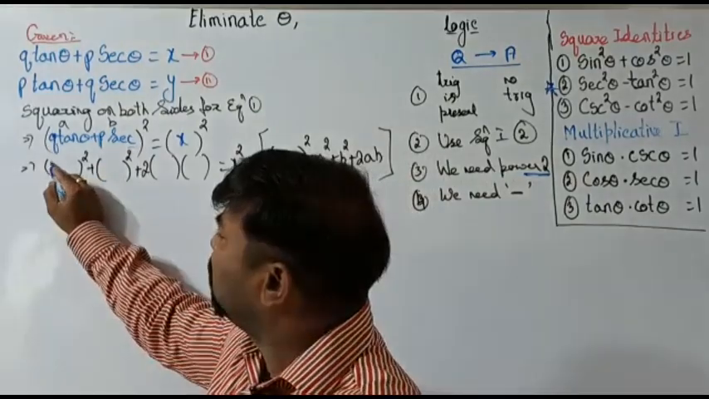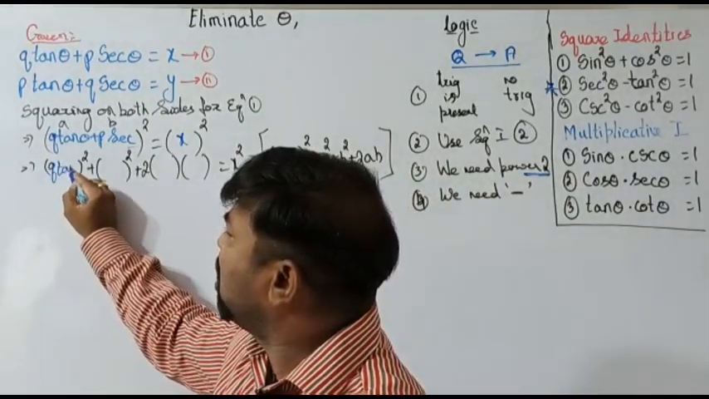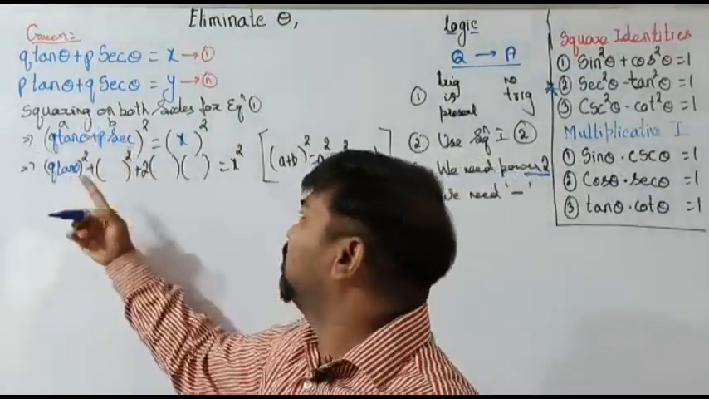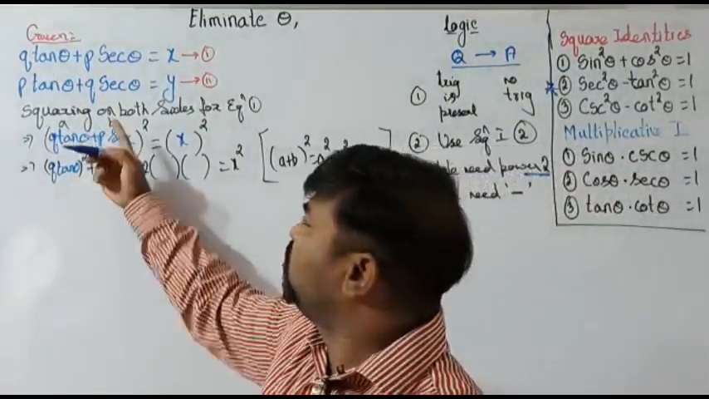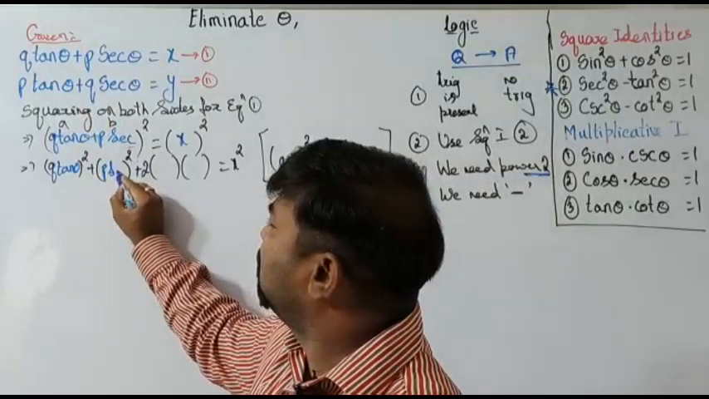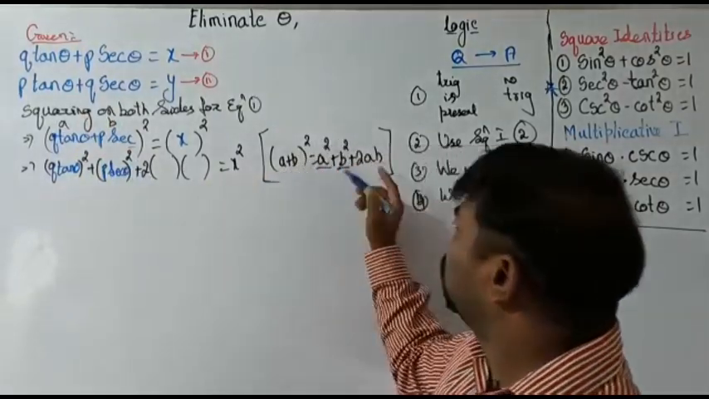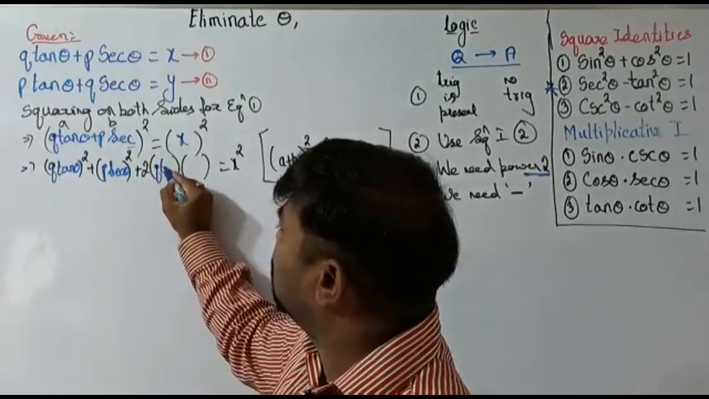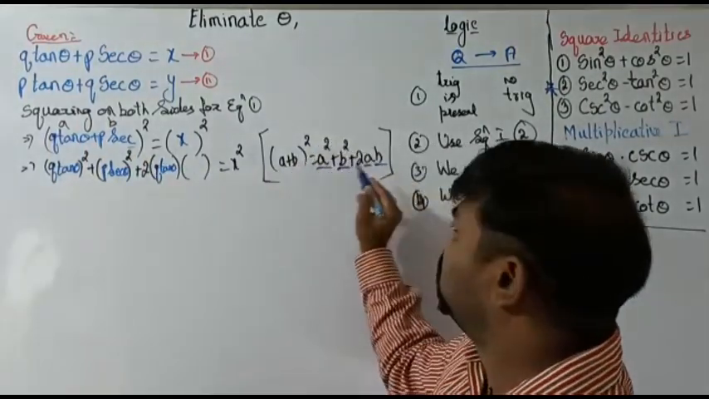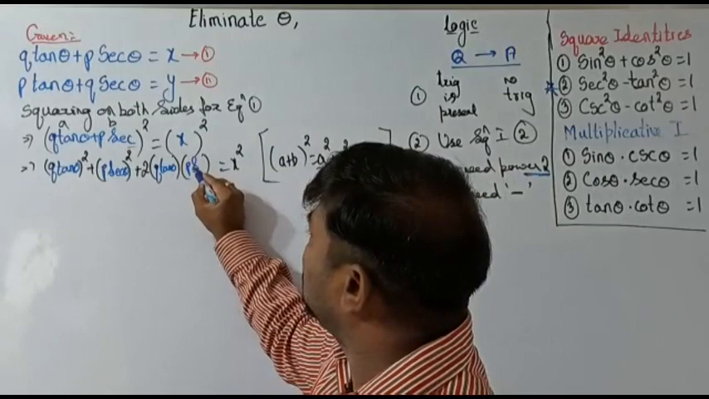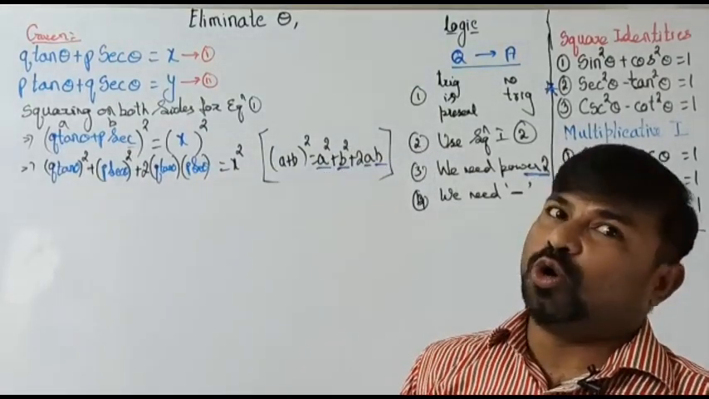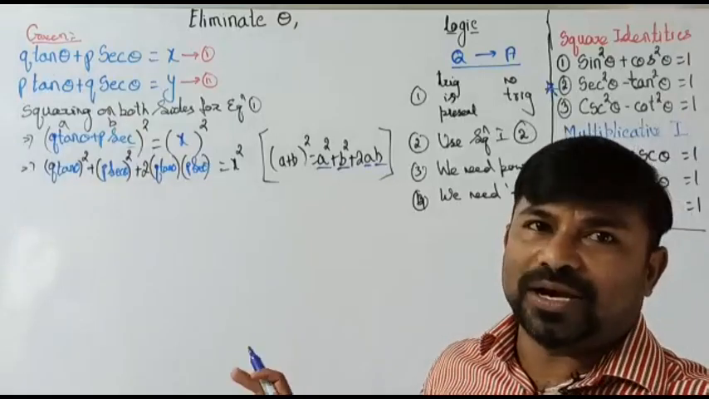Shall I take q tan theta as the A? As if it is like a square, right? I plugged in that A. Now it is B square. What is B for us? Is it p secant theta? Yes. Now for A into B. What is A? q tan theta. And the next one, it's B. It's nothing but p secant theta. So I am using A plus B whole square. Now it's cool. We have applied the formula.